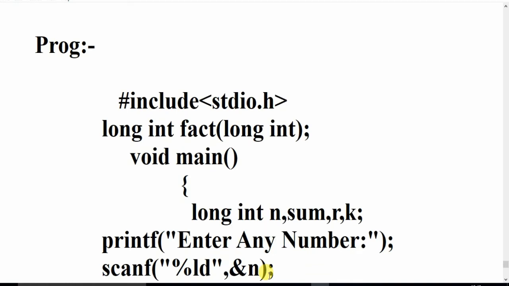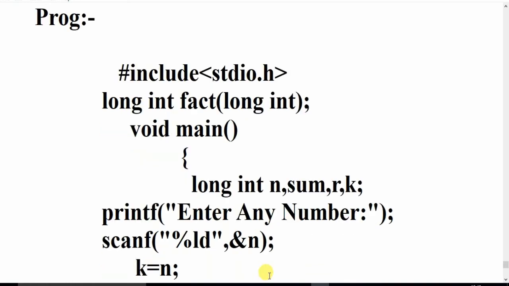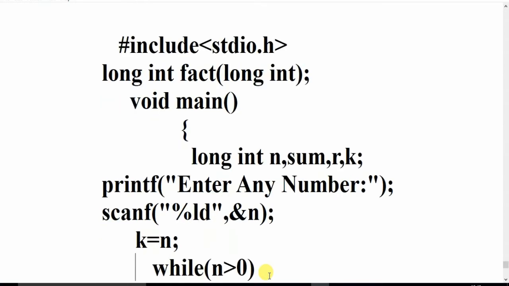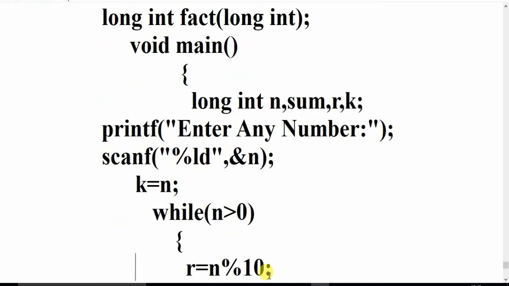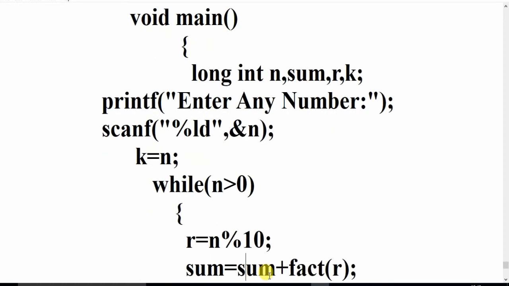Now enter any number, scanf %ld n. We assume the n value accepted is 145, and that has been stored into k. K is right now 145. Now while n, here 145, is greater than 0, r is equivalent to 145 modulus 10. What is 145 modulus 10? It is 5. Then sum is equivalent to sum plus fact of r. Sum we have already initialized to 0, so 0 plus fact of r. What is r now? It is 5.